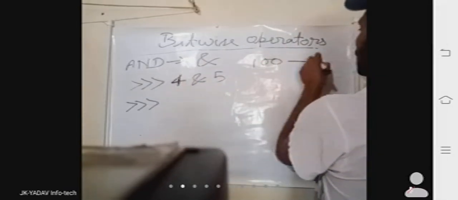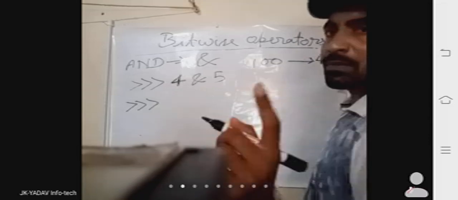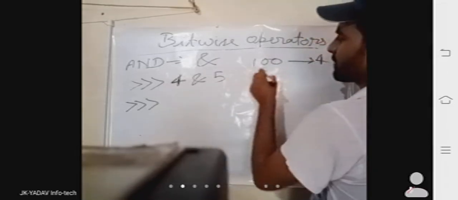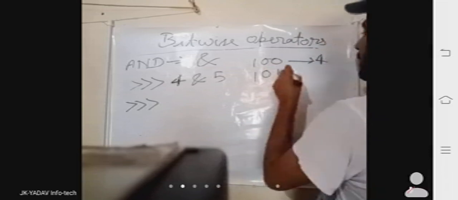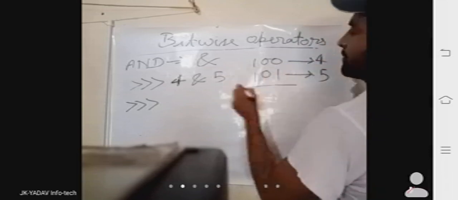Now what is the binary of 4? If you write the binary of 4, it will be 100. This is the binary of 4. What is the binary of 5? The binary of 5 is 101. Okay, this is the binary of 5.